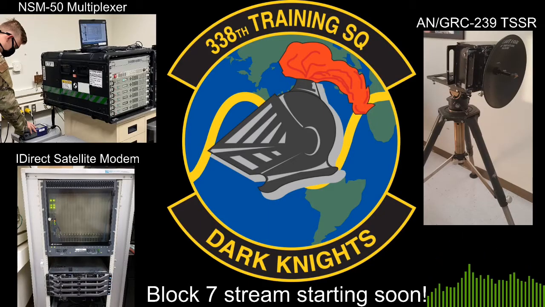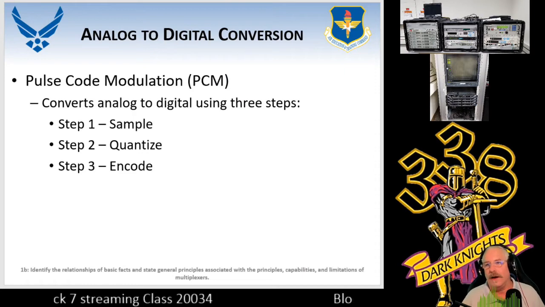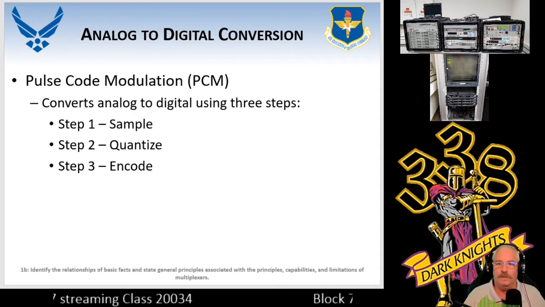So let's take a look at where we left off, which was, oh, we lost Sergeant Grove. There he is. Okay, we left off with pulse code modulation.